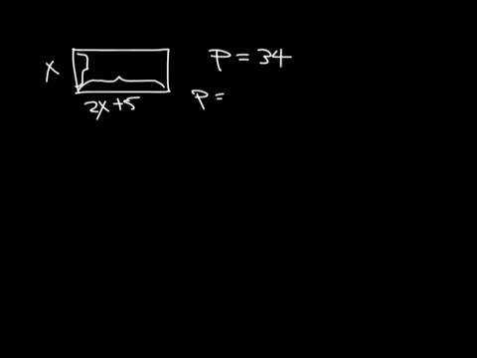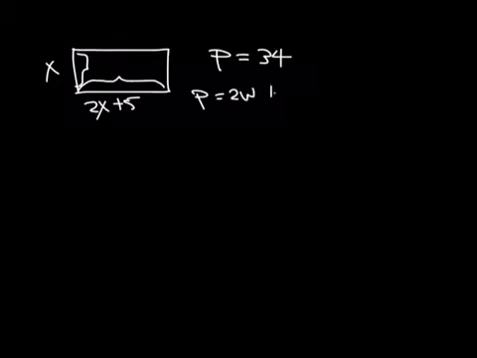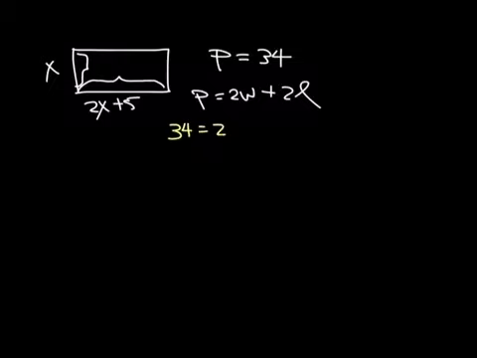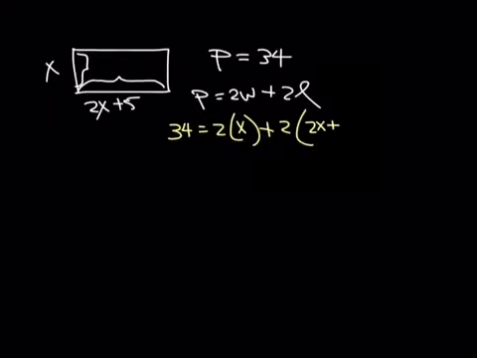All right, so we know there's a formula for perimeter. 2 times the width plus 2 times the length. Well, let's use that formula. Perimeter is 34, so we can plug a 34 in for P. How wide is it? It's x wide. How long is it? 2x plus 5. So all I did was replace the w, the width here, with an x, and the length with the 2x plus 5. So you see how it helps to have that little drawing there?